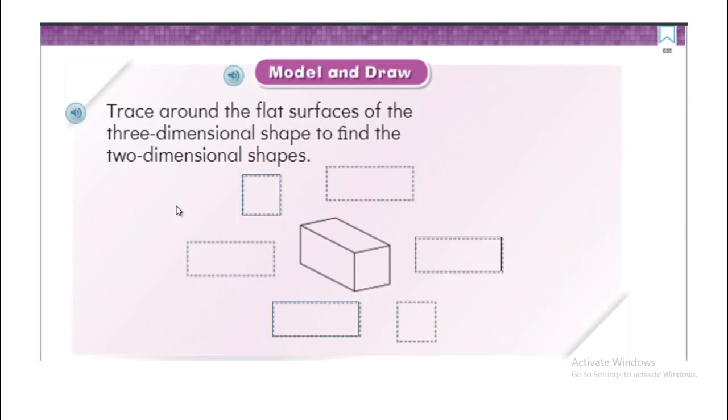The next page. Trace around the flat surfaces on the 3-dimensional shape to find the 2-dimensional shapes. Around my rectangular prism, I can find so many rectangles. Looking from this angle, I can only see 3. I can see this one, I can see this one, and I can see a small square in the front. But these 3, where are they? They are here, but I cannot see them, because this one is in the back, this is on the side that I cannot see, and this one is on the bottom. But we know that this rectangular prism has 6 flat surfaces.